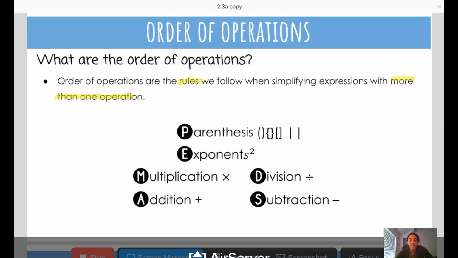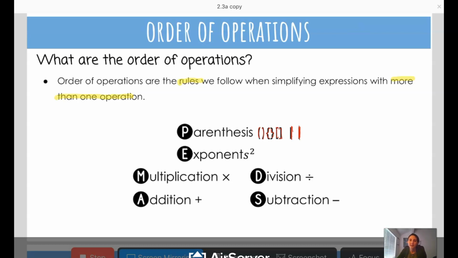You may have heard of PEMDAS, which is a little acronym or a short way to remember the operations. Our first operation is parentheses, which is the P in PEMDAS. Parentheses includes all of our grouping symbols, so that includes parentheses, braces, and brackets. And remember from our absolute value lesson that absolute value is also considered grouping or parentheses.